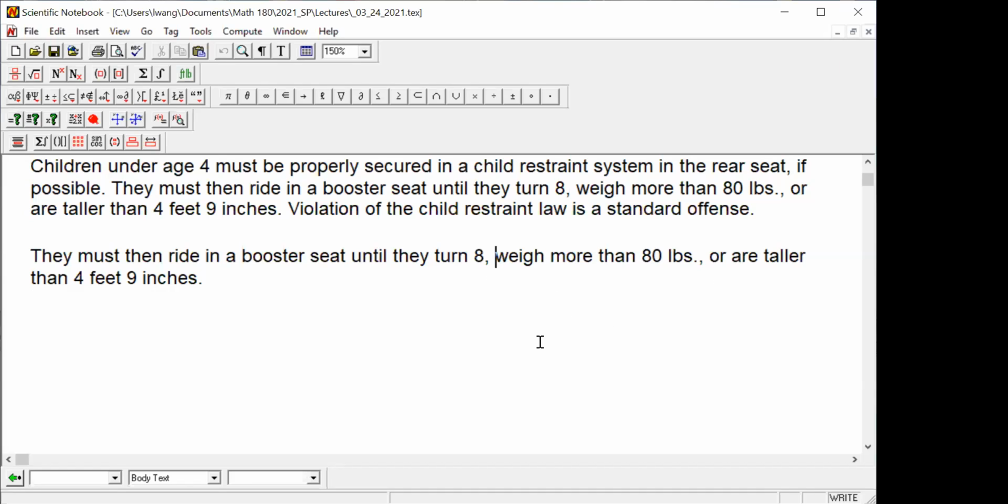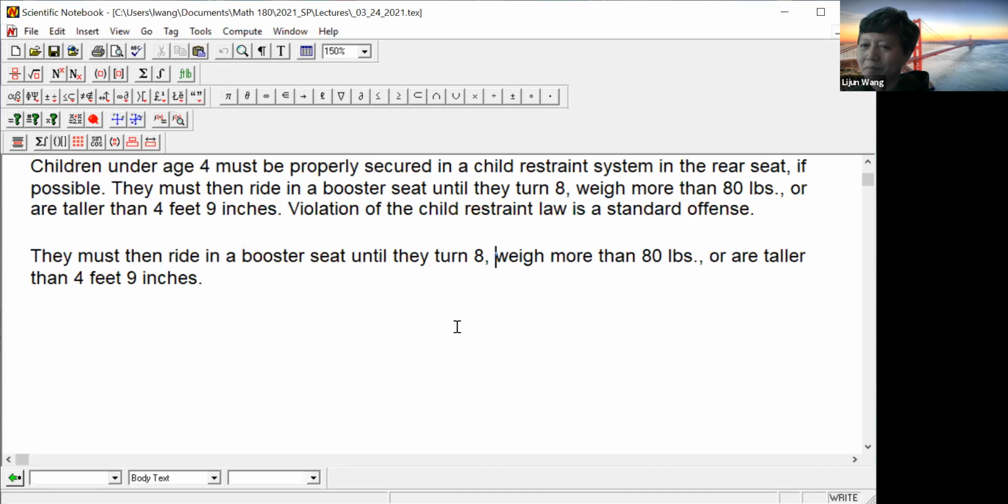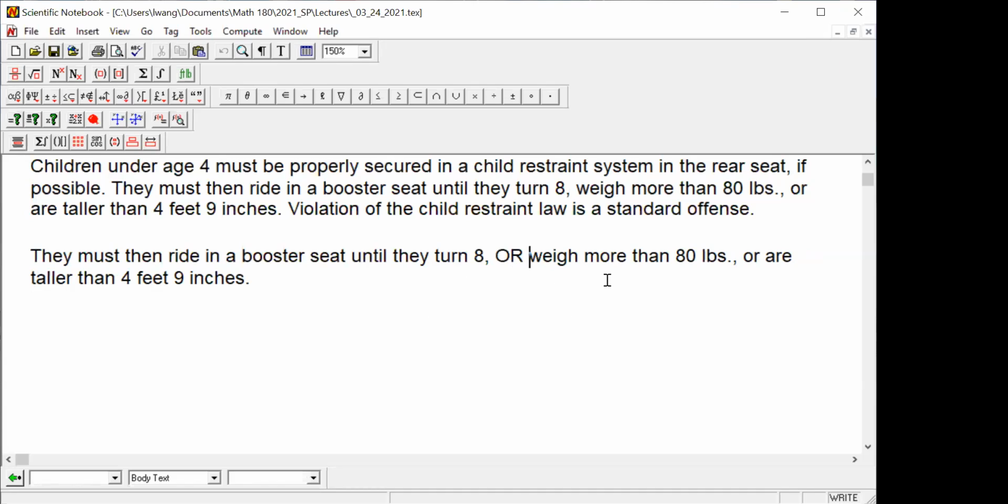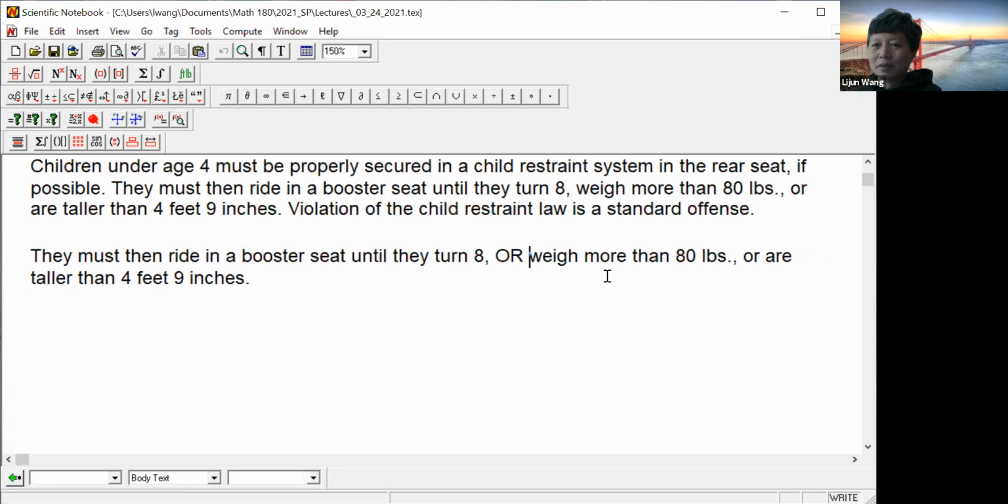I believe it's or as well. You believe it's or. If this is or, okay, suppose this is or, and this child is 80 pounds or 81 pounds, but a 5-year-old and less than 4 feet 9 inches. Does he need to be in the car seat? No.